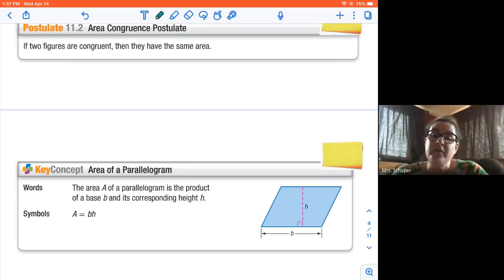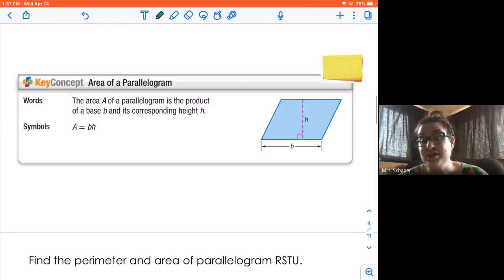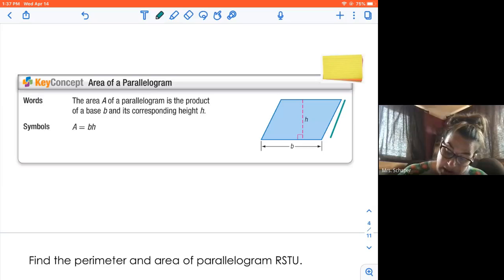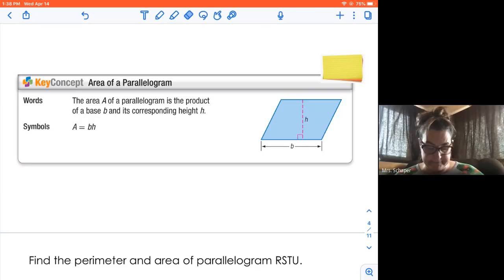All right, so the area of a parallelogram is the base times the height. Not much has changed since you started learning that in 6th grade. So the height is always perpendicular to the base. And in this case, we could have had this be the base and then the perpendicular height, and we would have gotten the same thing. So again, it doesn't matter which one is the base.